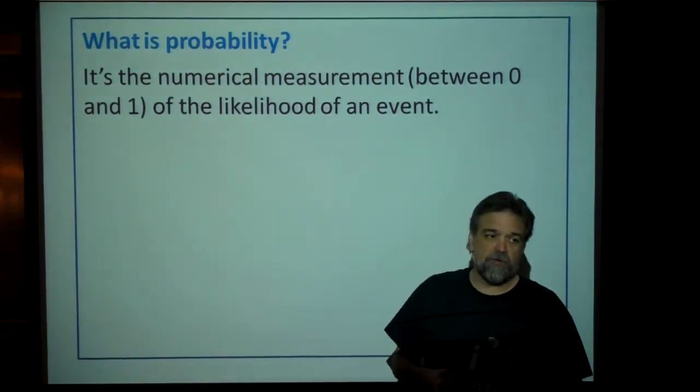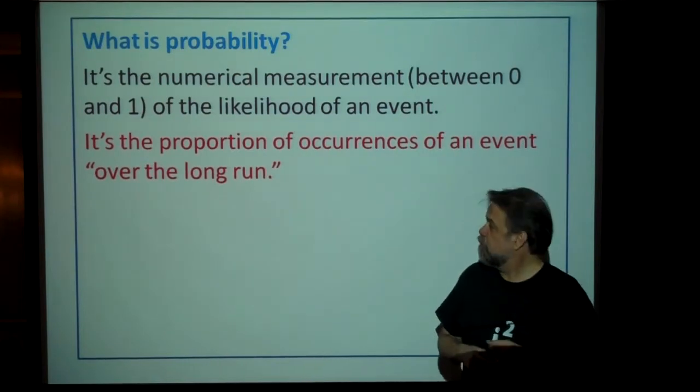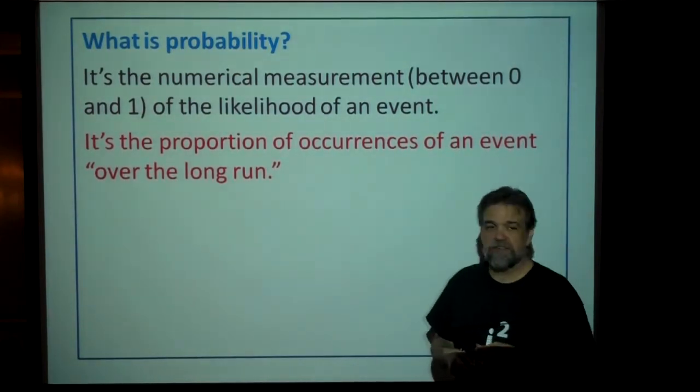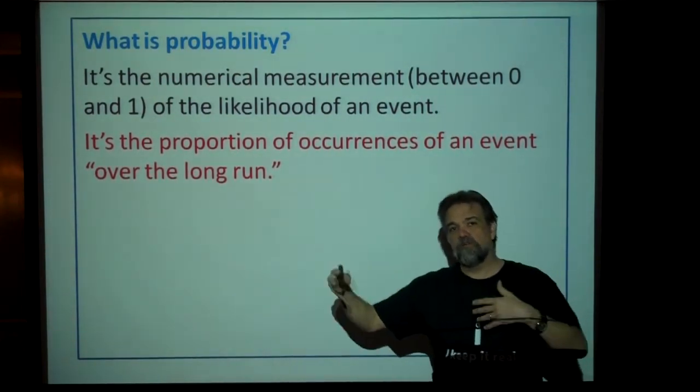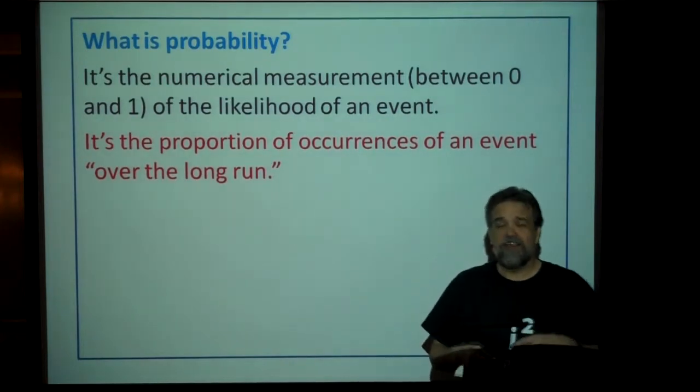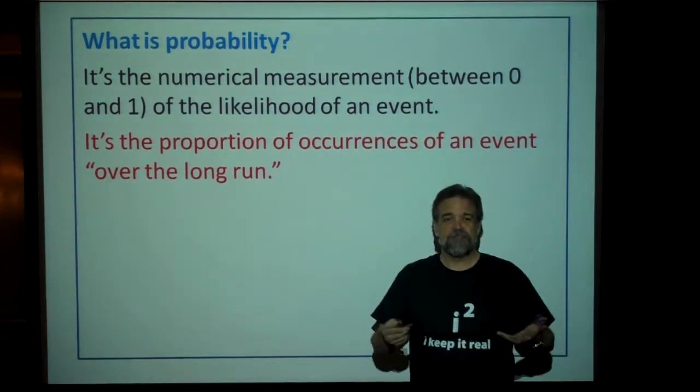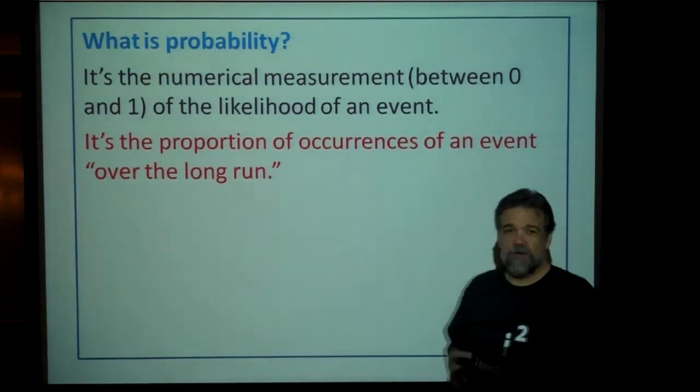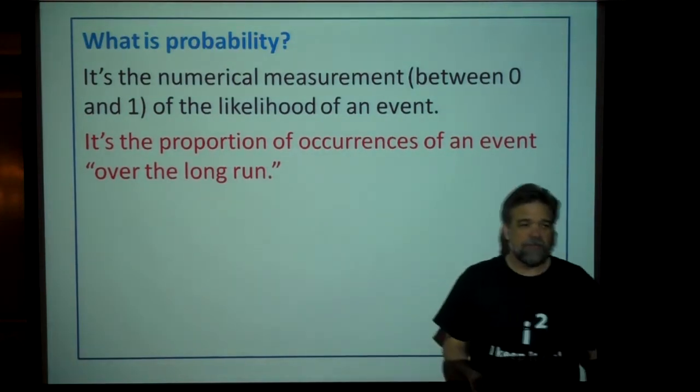Another way to think about this numerical measurement is that it's the proportion of occurrences of an event that happen over the long run. And which is probably going to bring up another question for you, which is, what do you mean over the long run? What does that mean?